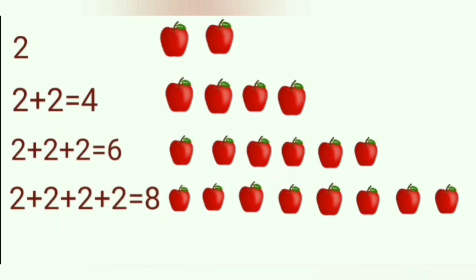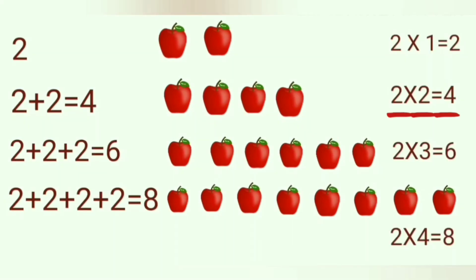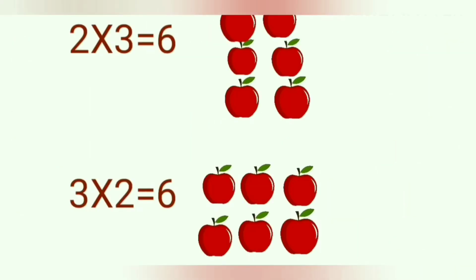That's why in place of 2 plus 2, we should write 2 two times. In place of 2 plus 2 plus 2, we should write 2 three times. This is the meaning of multiplication. And after that, explain to them: 2 threes are 6 and 3 twos are 6. Means if you interchange both numbers, you will get the same answer. If you take 2 apples 3 times, your answer is 6, and 3 apples 2 times, your answer is also 6, right?